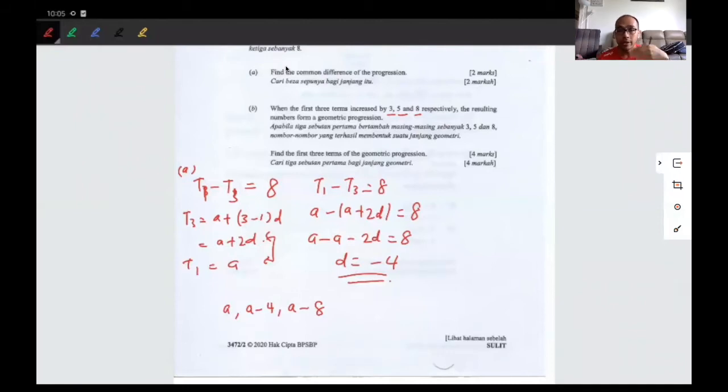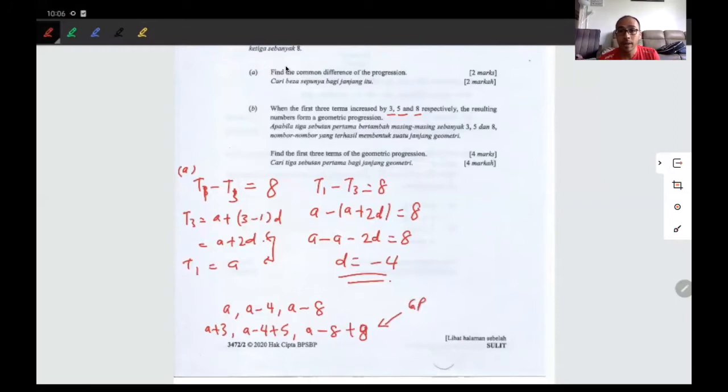Now, when we increase it by 3, 5, and 8, meaning we add 3, add 5, add 8, what will happen? This will be A plus 3. This will be A minus 4 plus 5. This will be A minus 8 plus 8. Did I say plus 8? Okay, so this will be a geometric progression.